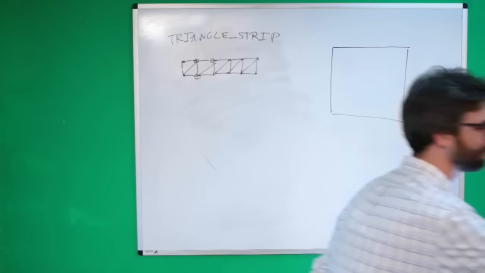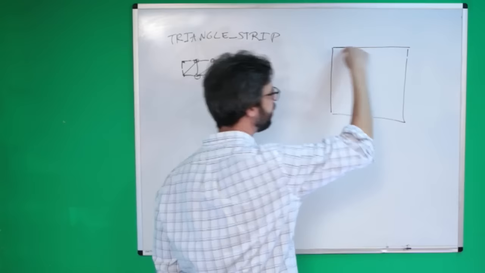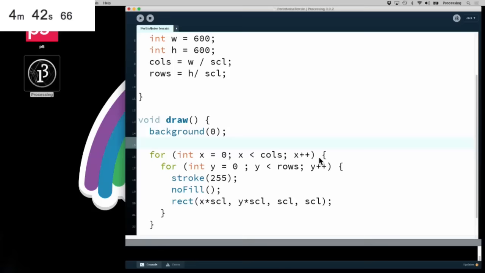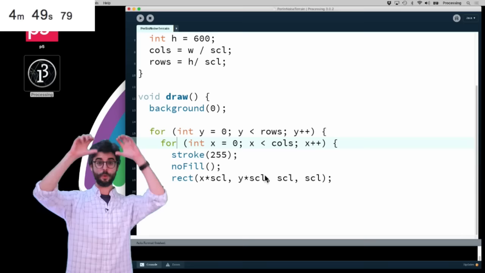So I want to do the top row, next row, next row, next row, next row, next row of triangles. So I need the outer loop to be y, because first I start with y, do all the x's, go to the next y, do all the x's. So I realize I want to take these y rows and put this as the outer loop. And then what I need to do is for each row will be its own triangle strip.